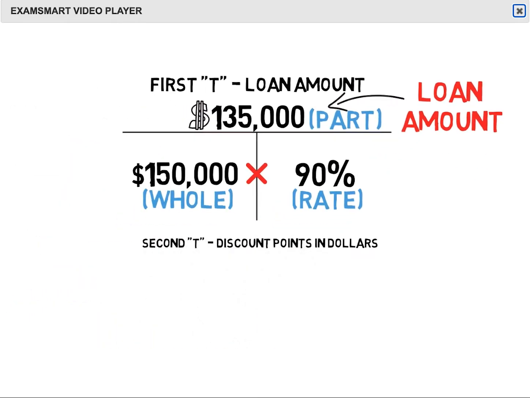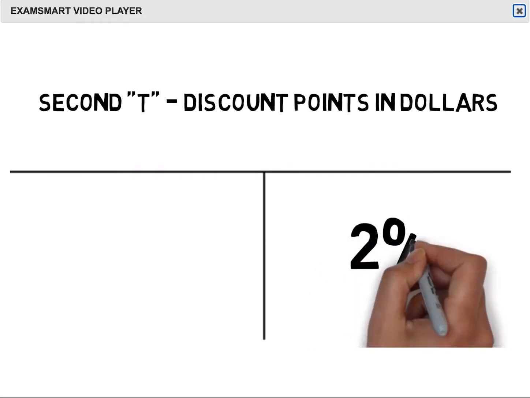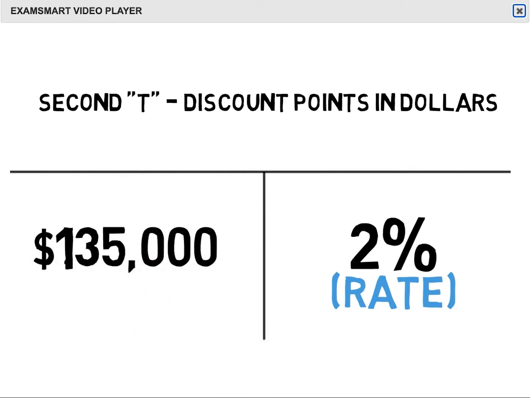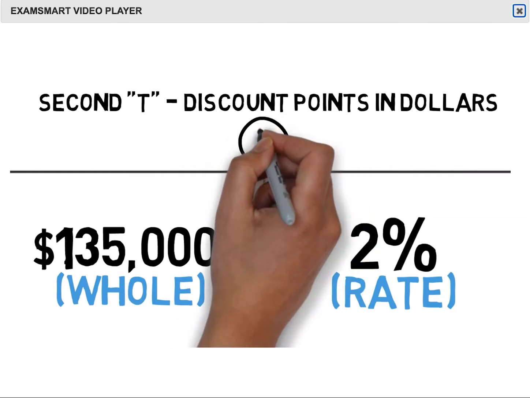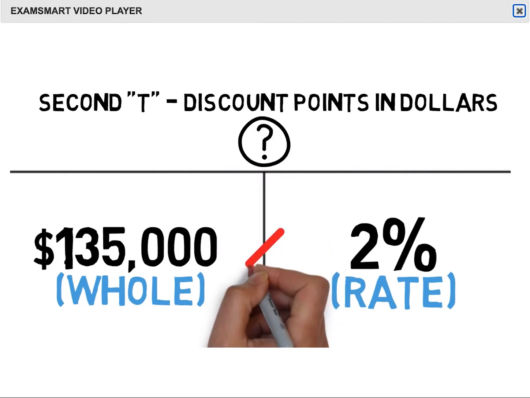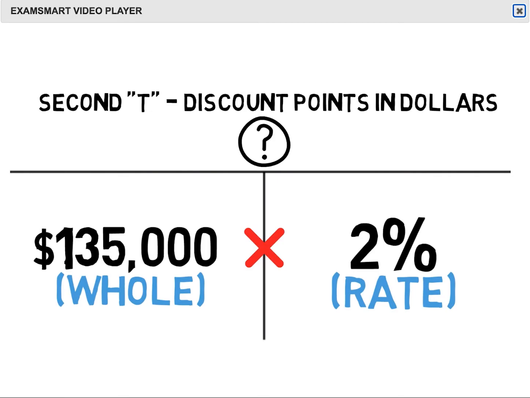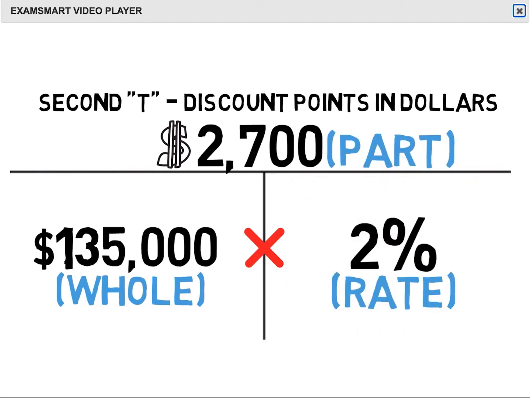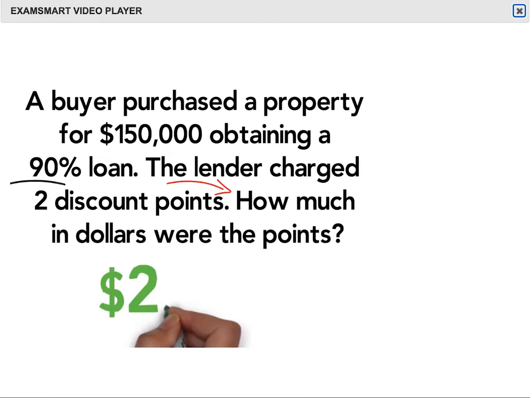Let's now go to our second T. We have two discount points, which is 2%, and that's based upon the loan amount. So 2% goes in the bottom right. The loan amount this time will be our whole amount on the bottom left, $135,000, because the loan amount number will be larger than the amount of discount points. Hence, it is the whole here. So our formula tells us to multiply straight across. So we would take $135,000 times 2%, and that will give us our part, or the amount of discount points in dollars, of $2,700. So our answer is $2,700.